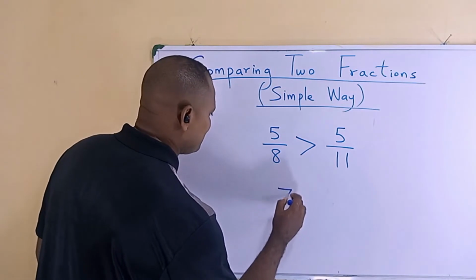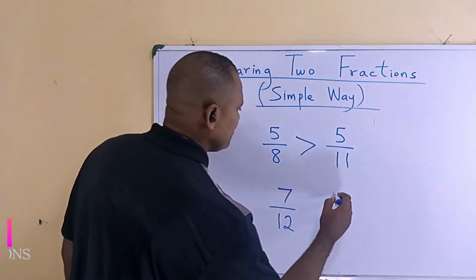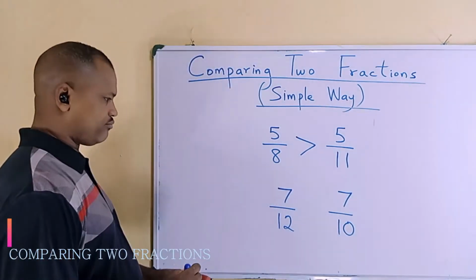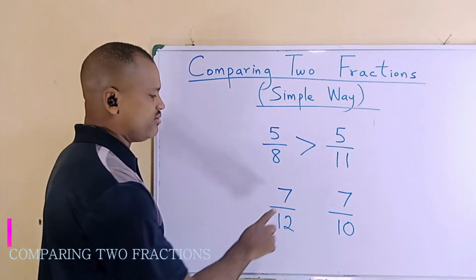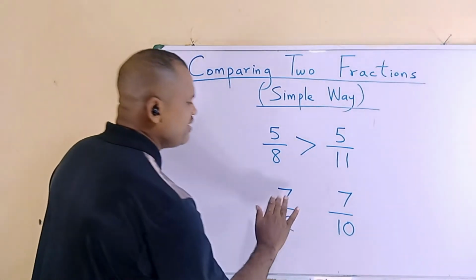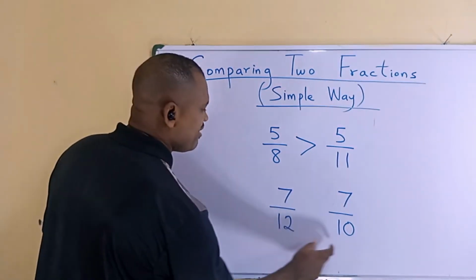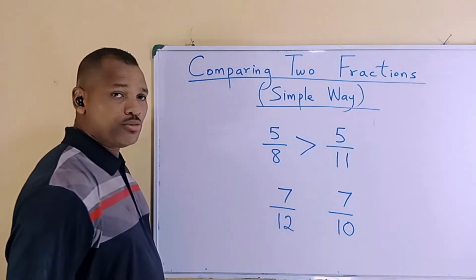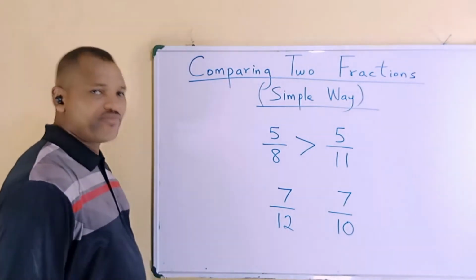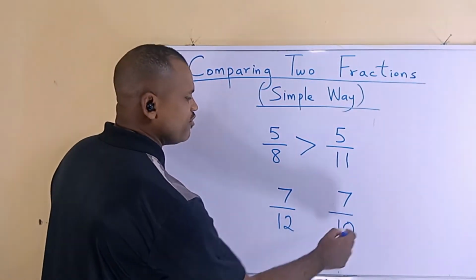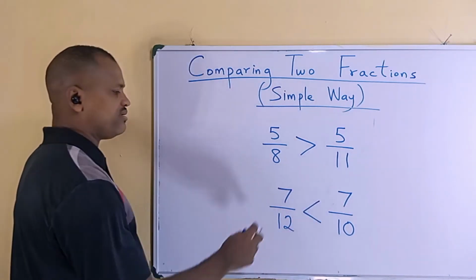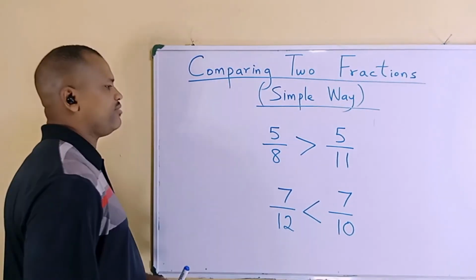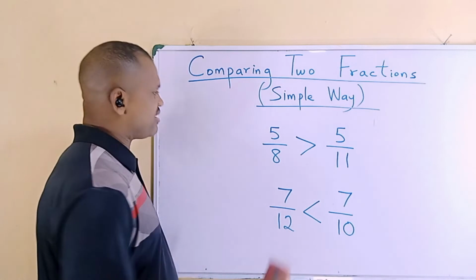Let's go on with that one. Let's look at 7/12 and 7/10. Again, the same top numbers. Leave the top numbers. Your eye should be on 12 and 10. In this case, the fraction with the smaller bottom number is the bigger fraction. So that means 7 over 10 is greater than 7 over 12. I hope it's clear.